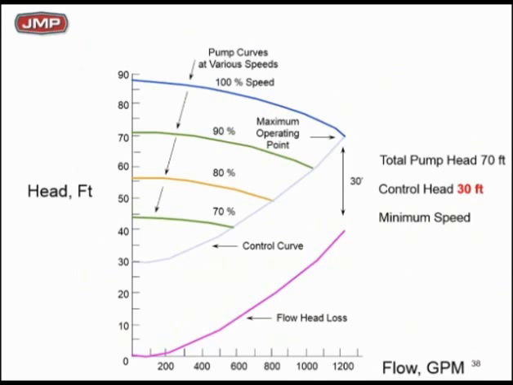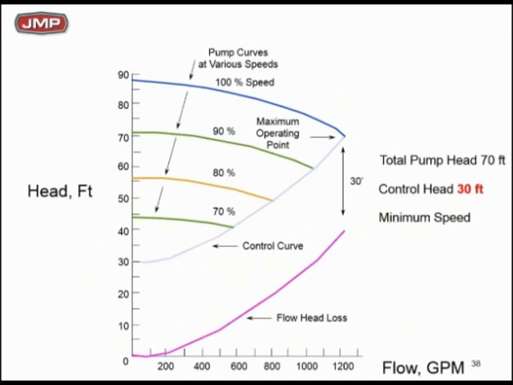What happens? Here's a little plot, and I've got a pump pick for 70 feet of head. Everybody see that? I got 100% speed. My total pump head is 70 feet. On this particular graph, I'm looking at a control head of 30 feet, or a fixed head of 30 feet. The purple line is the system curve as we originally knew it. I got to add 30 feet to the purple line to give me the light blue line, which is the control curve.